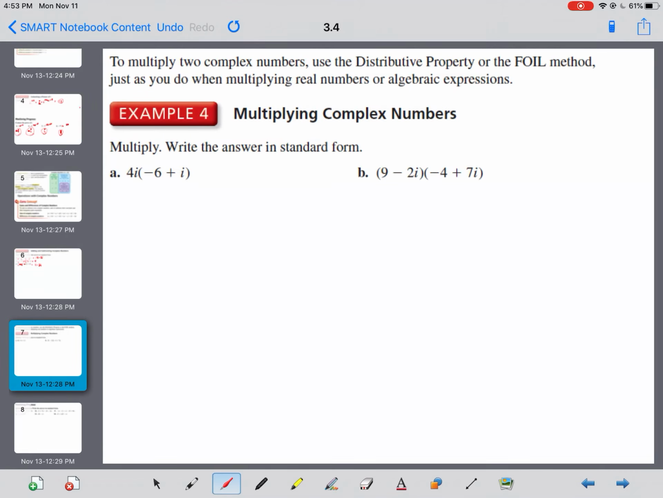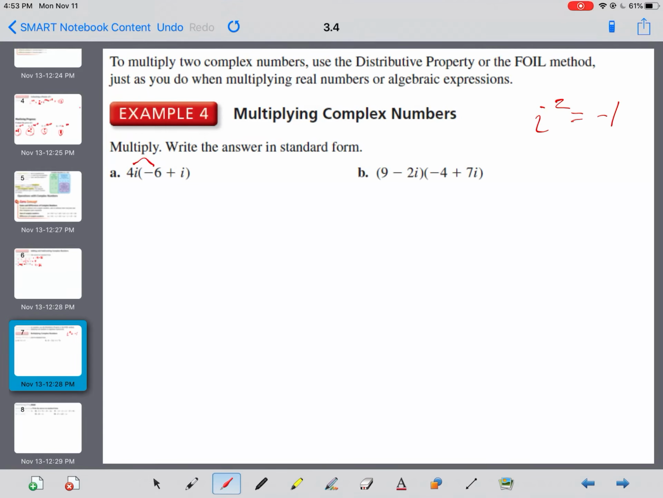Multiplying two complex numbers, just distribute, or FOIL, or you can do the box method. I'll show you the box method on one of them. Just as you do when multiplying real numbers or algebraic expressions, i's exponents add up whenever you multiply an i times an i, because the base is the same. But i is special. Remember, i squared equals negative 1. So if you ever hit an i squared, change it out with a negative 1. So let's see how that looks.